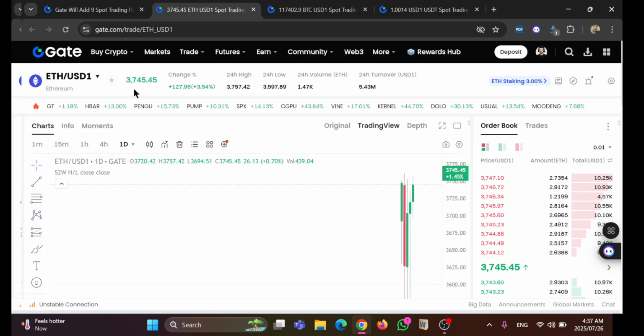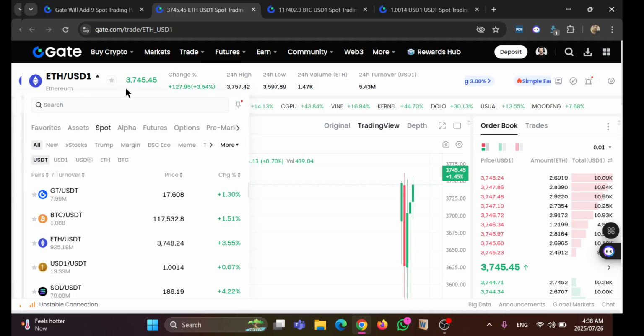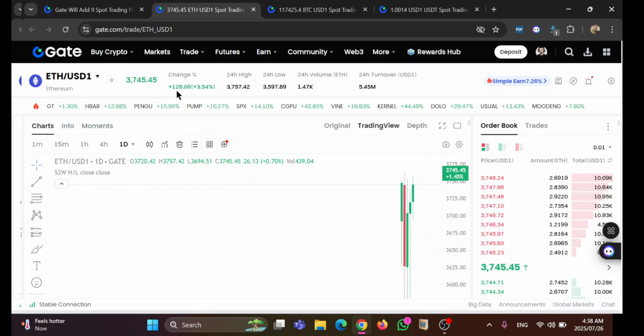The current market price of Ethereum is 3,745.45 USDT USD1, and the market price of Ethereum has increased. It had increased to 128.06 USD1. It is 3.4%. In the last 24 hours, the highest market price of Ethereum was 3,757.42 USD1, and in the last 24 hours, the lowest market price of Ethereum was 3,597.89 USD1.